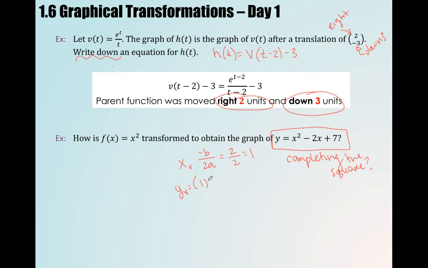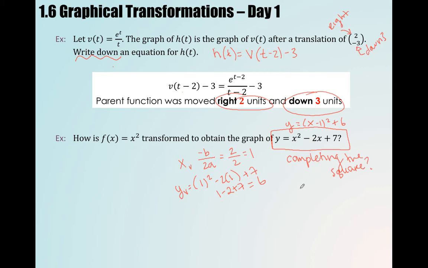So that will give me 1 squared minus 2 times 1 plus 7. 1 minus 2 plus 7 is going to be 6. So I'm going to have a vertex at 1, 6. So I could rewrite this as y equals x minus 1 squared plus 6. If you want to multiply that out and check that I did that correctly, go for it.